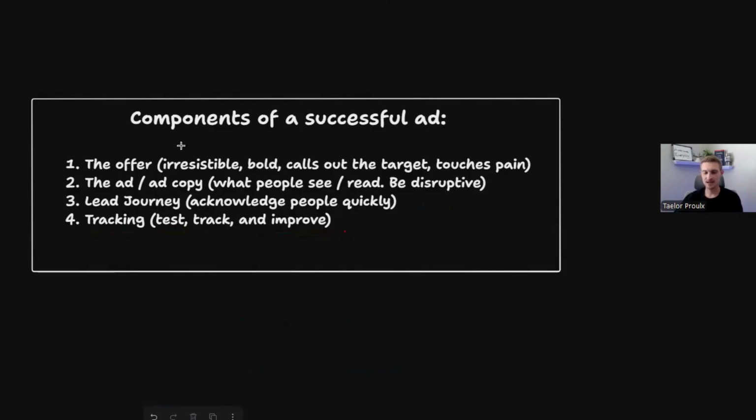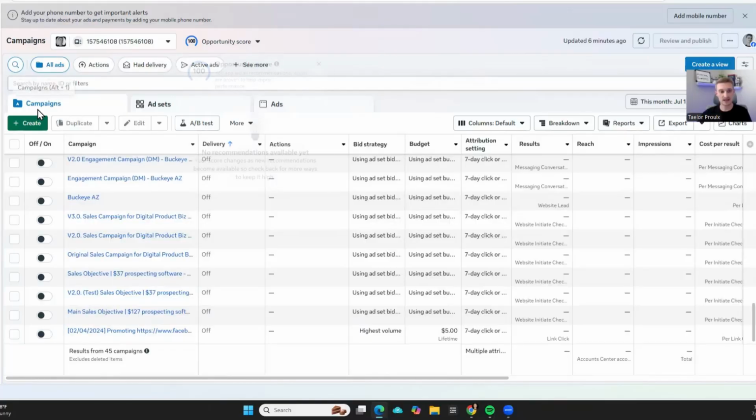All right. And then the last thing is the components of a successful ad, which are the offer; the ad itself, like what people are seeing or watching and reading, be disruptive; and then the lead journey, acknowledge people quickly. So once they submit your form or send you a message, make sure they're getting acknowledged quickly. All right. So again, there's the campaign, the ad set, and then the ads. Those are the 3 levels.